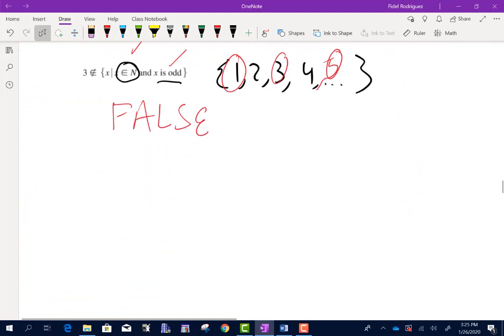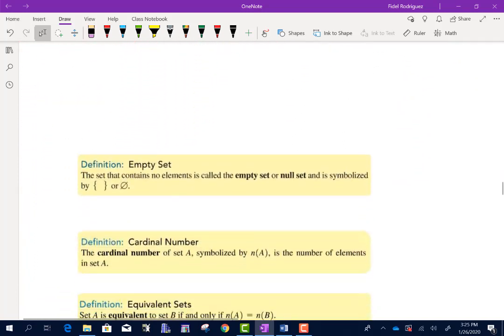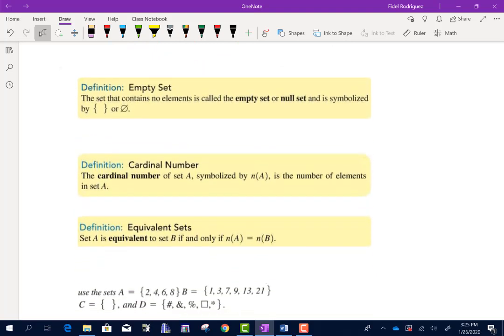All right, let's see, what else do we have here? Empty set, okay? The empty set is the set that has no elements, okay? And the way we symbolize it is we put the little squigglies with nothing inside it, or we have a 0 with a slash through it, like that, okay?